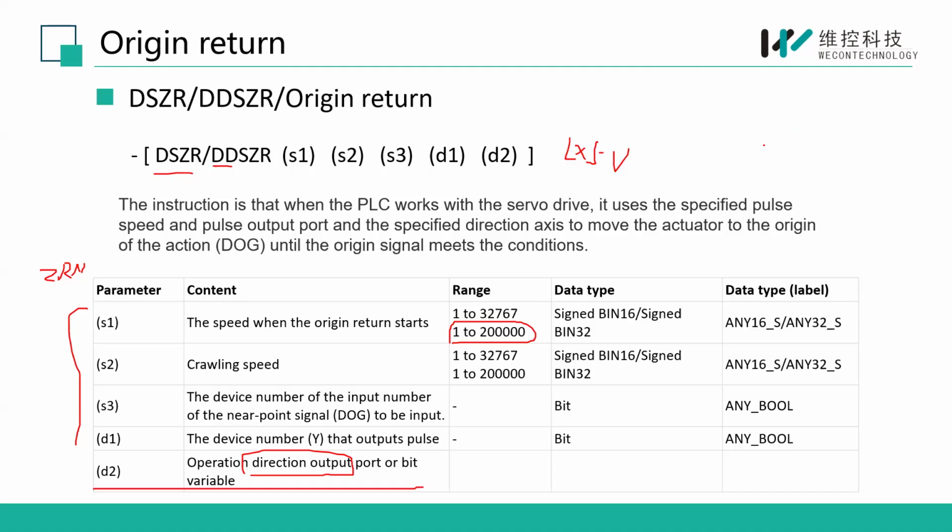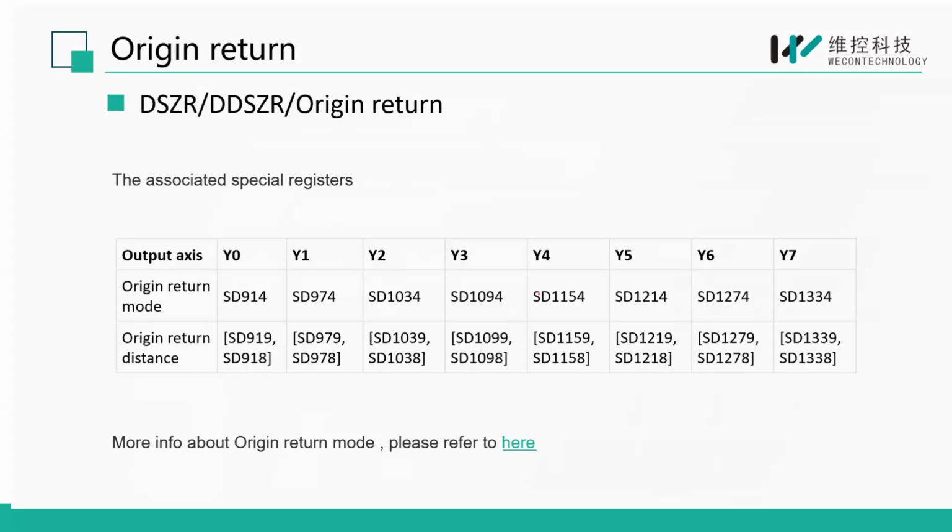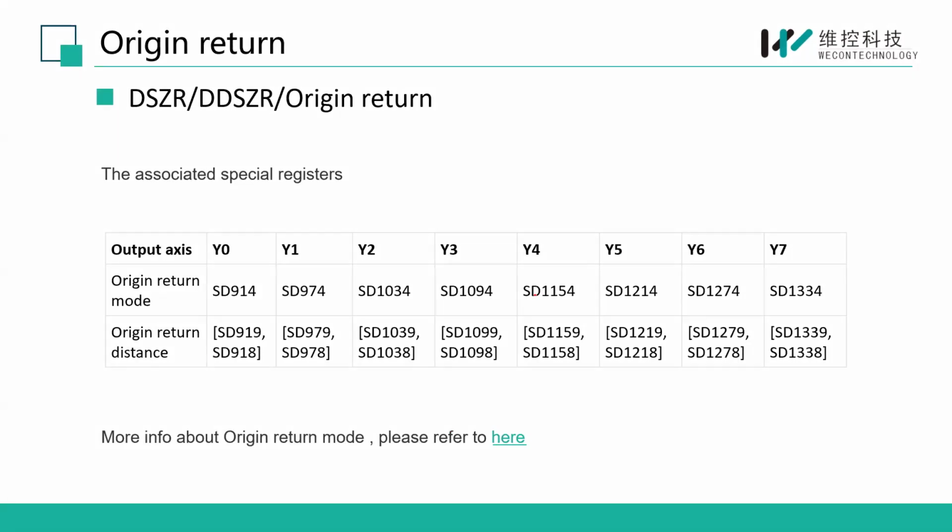So there are two differences compared to the DJR instruction. In the DSJR instruction, we need to choose the origin return mode, back to the origin. Kindly, we can check here. This is our website link.